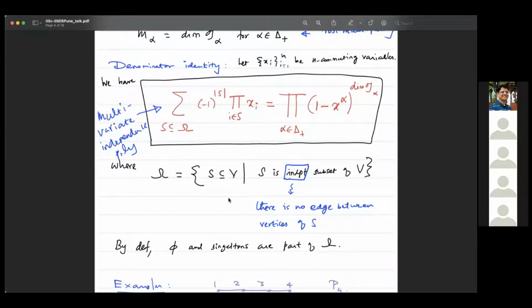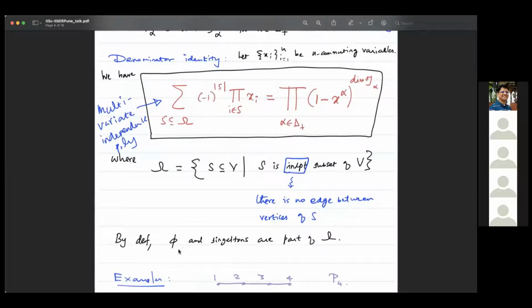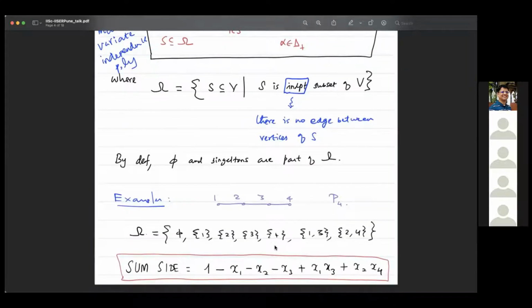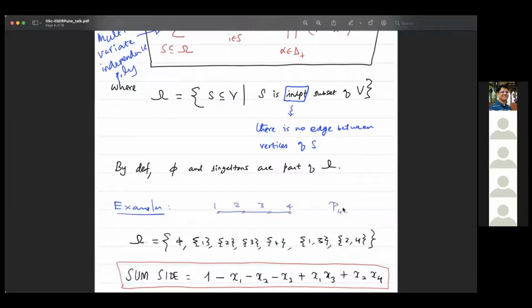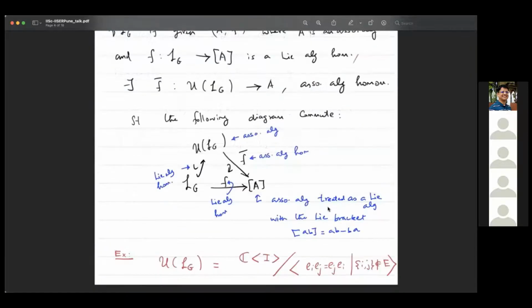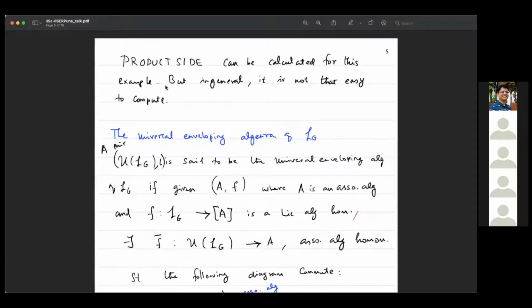Okay, so you have this powerful identity. By definition, I am allowing the empty set and all singletons as part of this omega. For example, if I take this path on 4 vertices, 1, 2, 3, 4, then you can easily see these are all the independent sets there, and the polynomial on the sum side is very easy to write down. Of course, this is a very specific example, and then you can work a bit and compute what is on the product side. That can be calculated for this example. I'm not giving any formula there, but you can sense that in general it will be very, very difficult to compute.